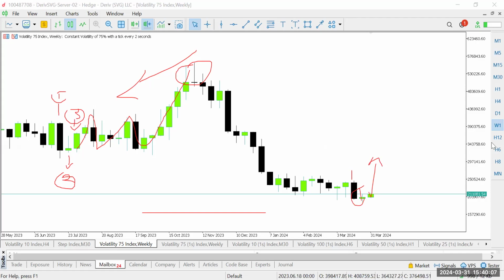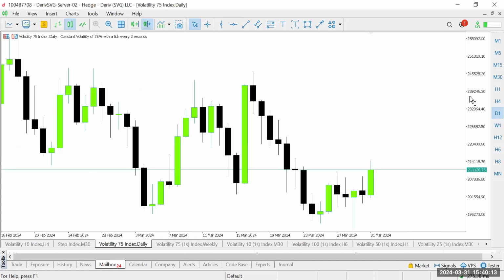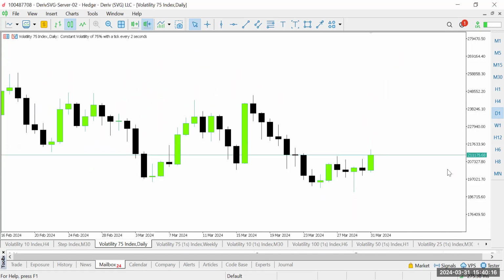So when we go to the daily time frame, we can see that today's candle is giving us a bullish move. This is today's candle, and it's giving us a bullish move. All these candles are not healthy because they are indecision candles. And somebody said he's seen a double bottom on H4, right?